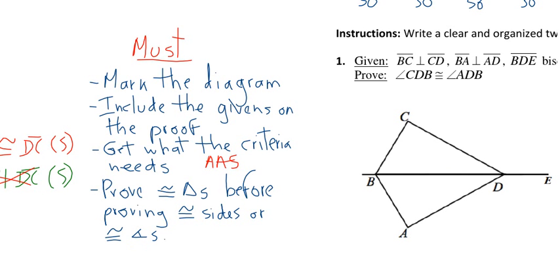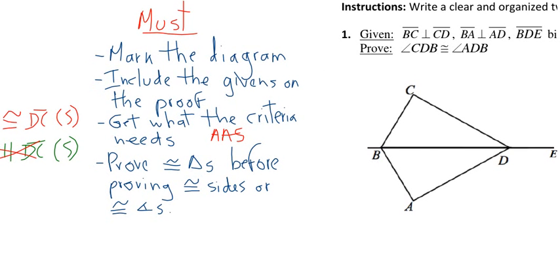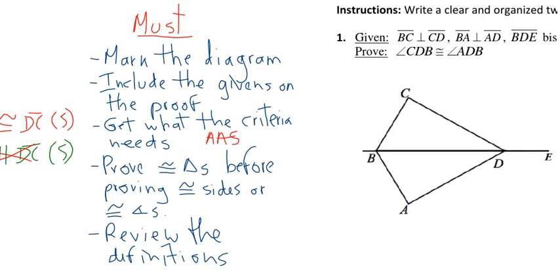And of course, in addition to all of this, you must review the definitions and theorems. You cannot just conclude whatever you want from a given. No, you have to conclude whatever is correct. So you need to review the definitions so that you can get what is correct. So with all this in mind, let's go to our proof number 1.